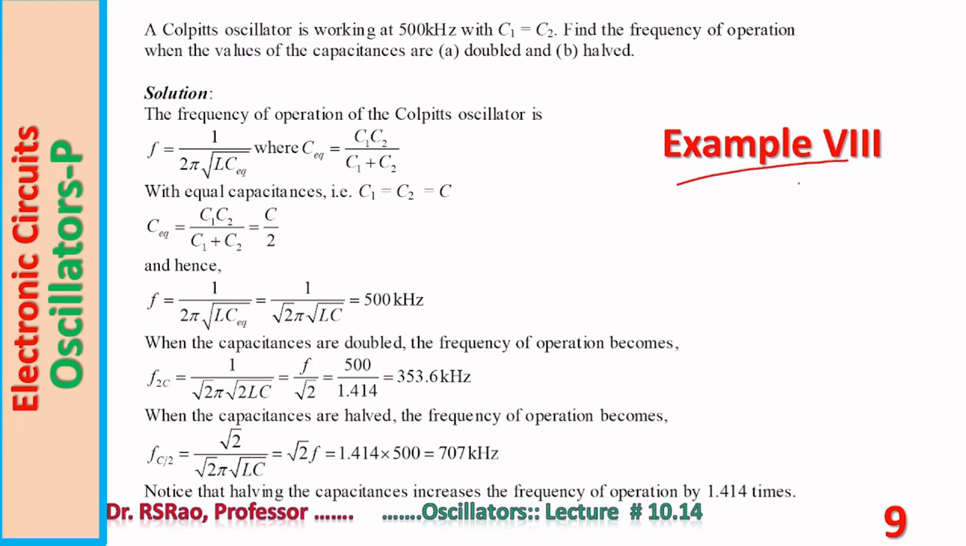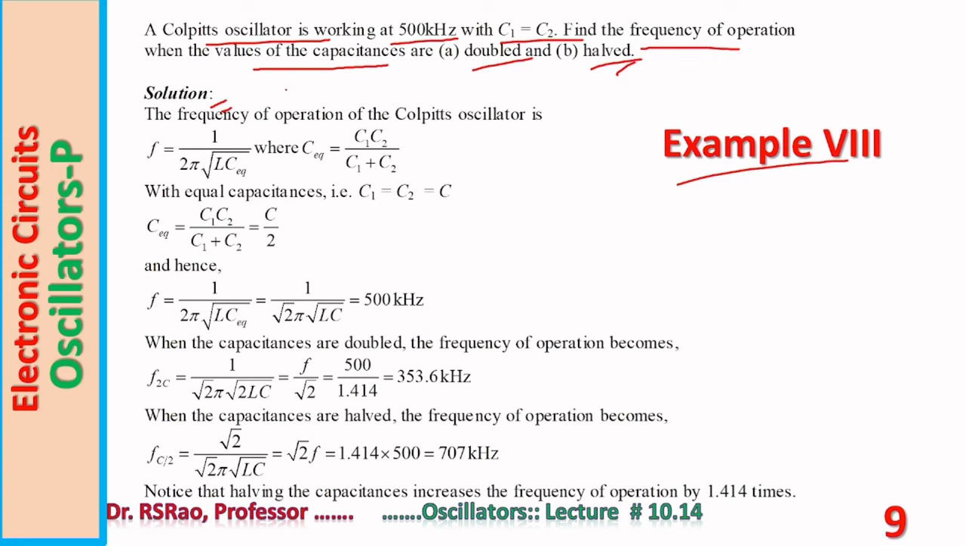Another problem, example 8. A Colpitt's oscillator is working at 500 kHz with the C1 equal to C2. Find frequency of operation when its values of capacitances are doubled and halved.